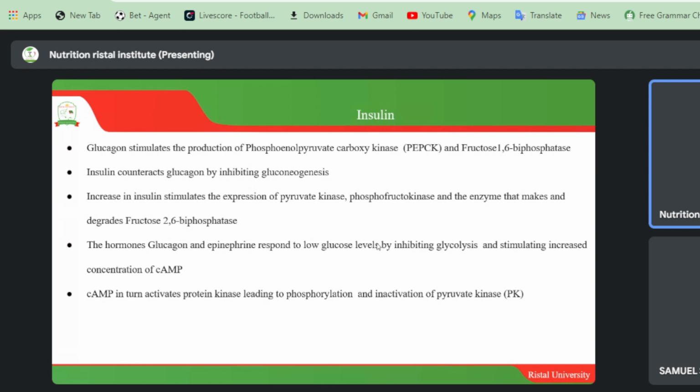An increase in insulin stimulates the expression of pyruvate kinase. So it's more like if you have more insulin, there is more pyruvate kinase in your body. This is pyruvate kinase, then phosphofructokinase, and these are the enzymes that make and degrade fructose 2,6-bisphosphate. So these enzymes degrade the enzyme that promotes gluconeogenesis. Meaning, in the presence of insulin, the gluconeogenesis process is decreased and the effect of glucagon is counteracted.